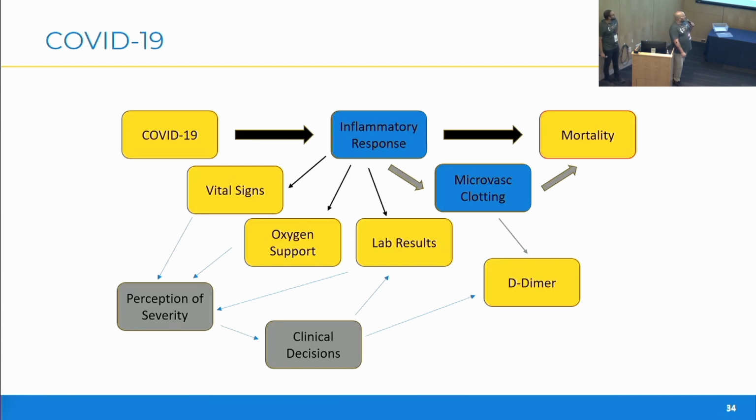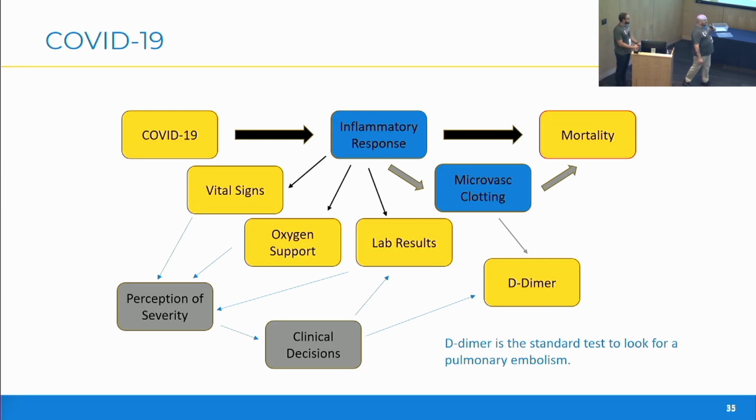All right, one of my clinical peeps. What is a D-dimer used for? Pulmonary embolism. Does everybody know what a pulmonary embolism is? Big blood clot in the lung. It's bad news bears. It's the stuff that ER people have nightmares about. But that's the test that we use.